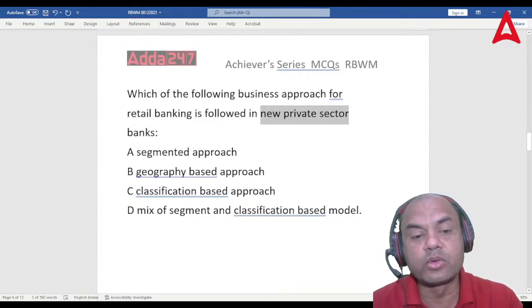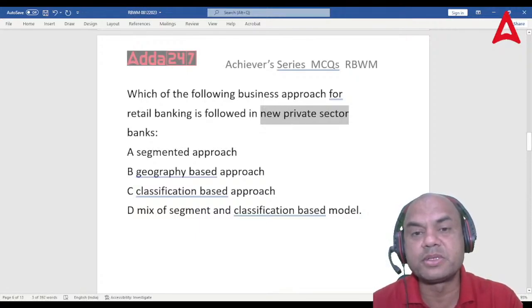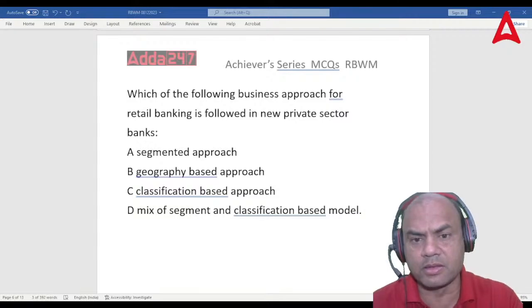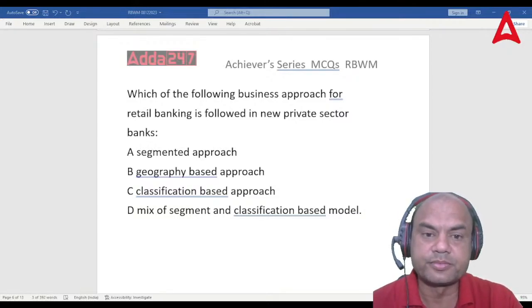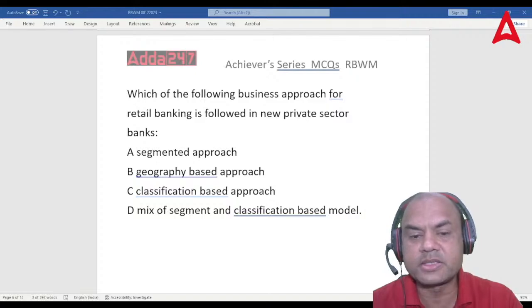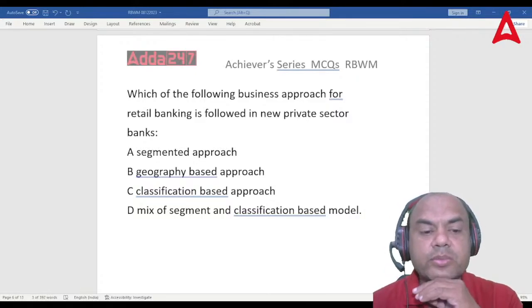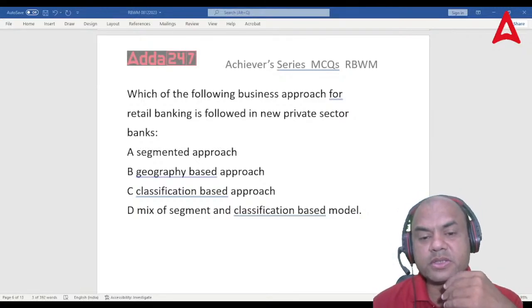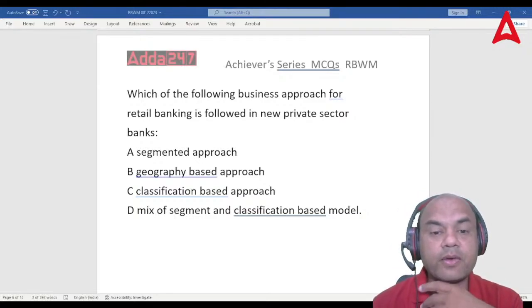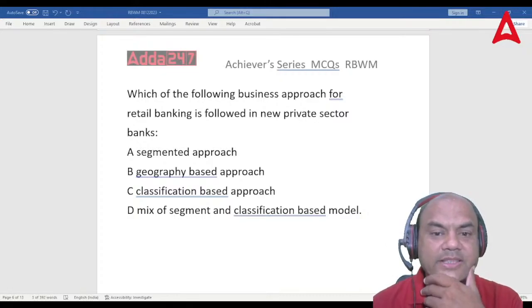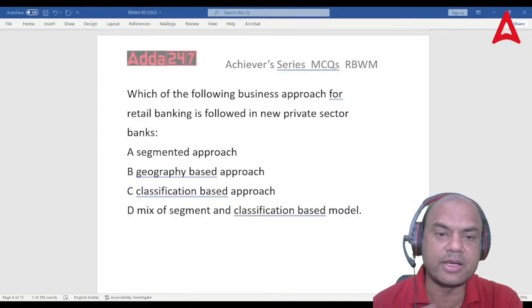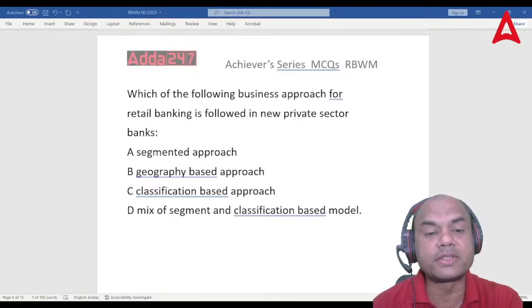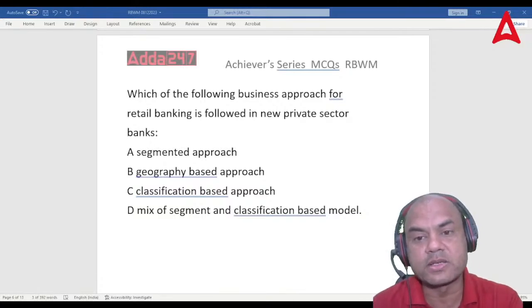Is it segmented? Do they have NRI branches, MSME branches? Do they have classification based, meaning rural, semi-urban? What do they have? Think over it, everyone. Anyone amongst you in private sector banks? New private sector, or you can say Axis Bank, HDFC Bank, ICICI Bank, IndusInd Bank, or old private sector banks, meaning Federal Bank, Karur Vysya Bank.